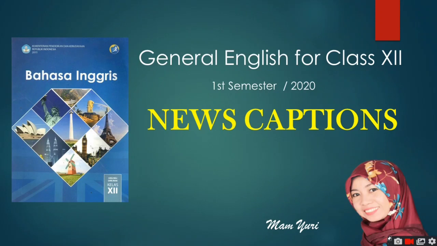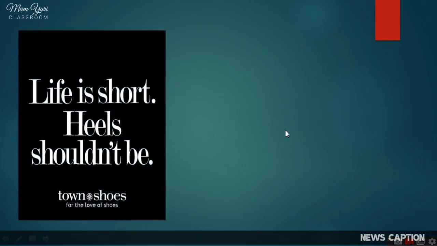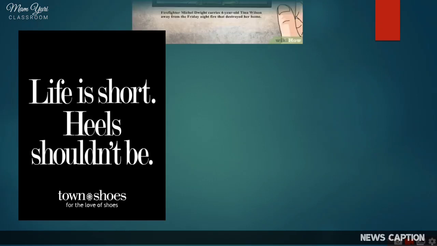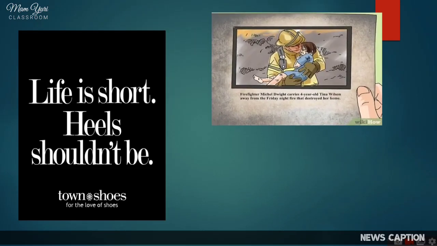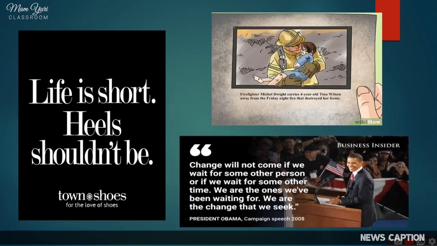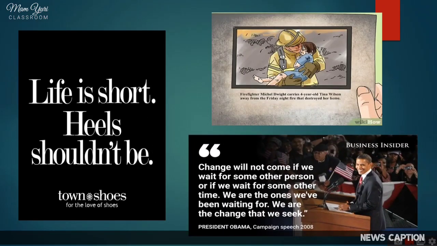Okay, are you ready, guys? Let's go! Okay, guys. Talking about captions means we are talking about pictures, images, and also photographs in journalism. Jadi bicara mengenai caption, itu artinya kita bicara mengenai gambar, foto yang tersebar di media.